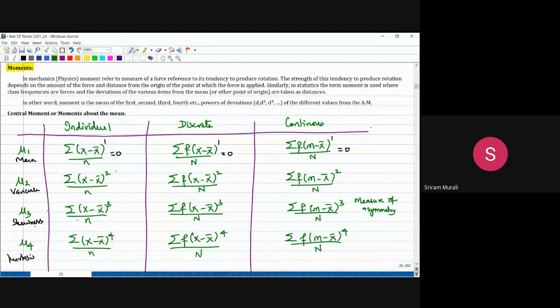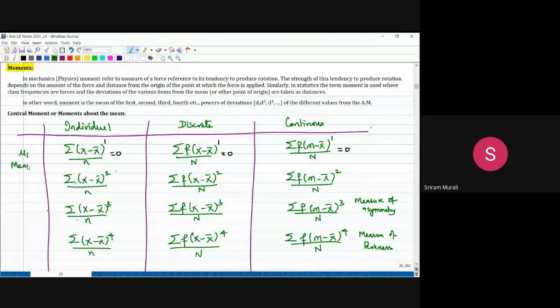And then lastly, what is called kurtosis? It is a measure of peakness, which means how the curve is going to the peak. This peakness can be mesokurtic, leptokurtic. We will learn all these shortly. So kurtosis is a measure of peakness. Mu1 always represents the mean, mu2 represents the variance, mu3 represents skewness, mu4 represents kurtosis.